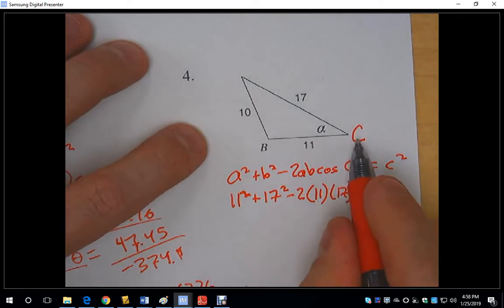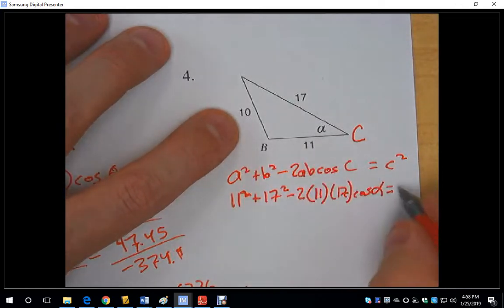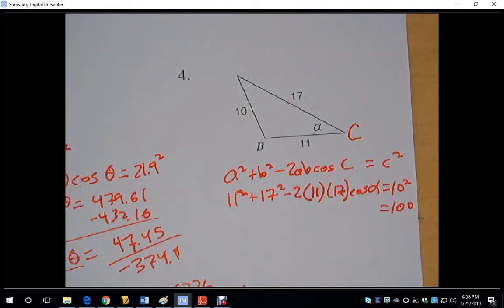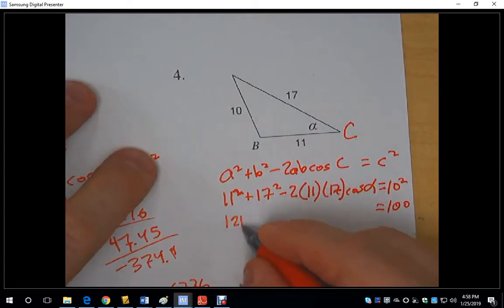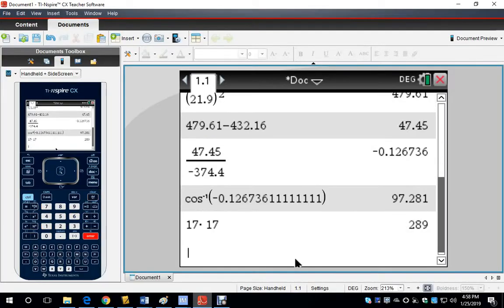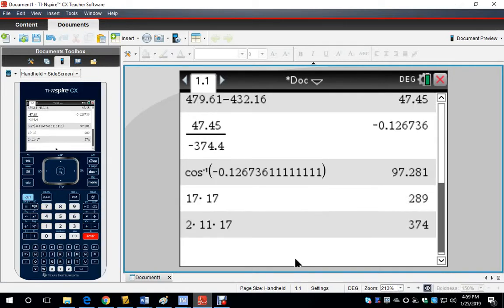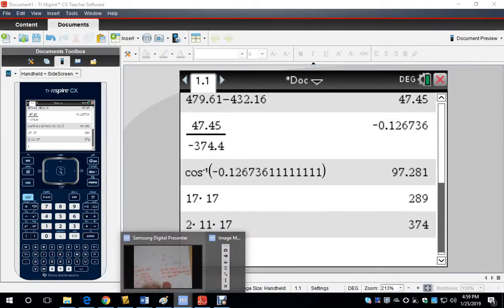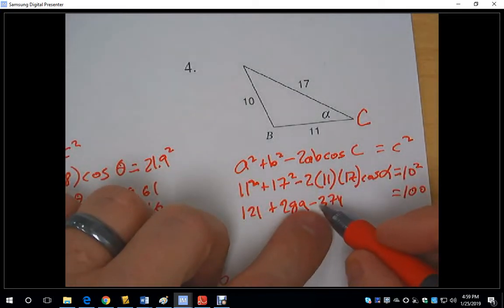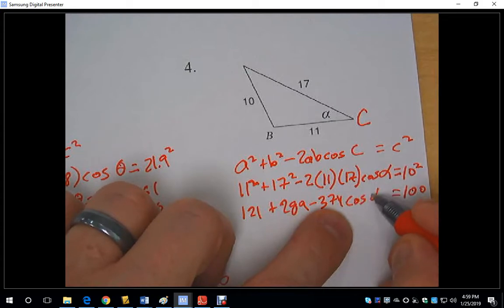If my angle C is here, then the length C has to be opposite. That would be the 10. So I have 10 squared, which of course gives me 100. And 11 squared is 121. And then 17 squared, I don't know what that is off the top of my head. So 17 times 17 is going to give me 289. And then we also have to find out what 2 times 11 times 17 is, and that is 374. So 11 squared is 121, 17 squared is 289, and then minus the 374 cosine of our alpha.